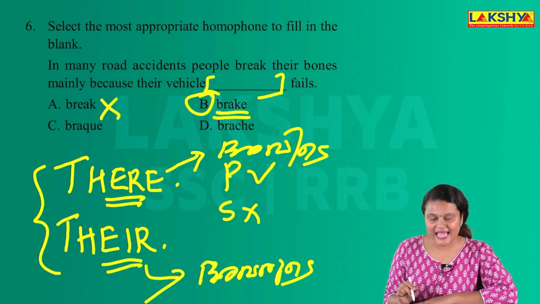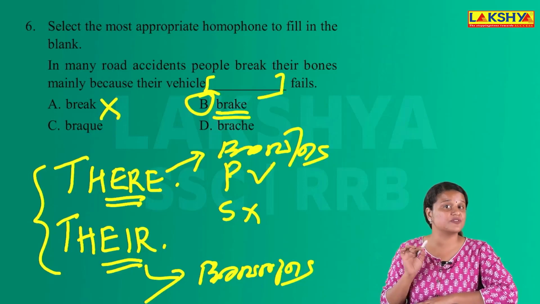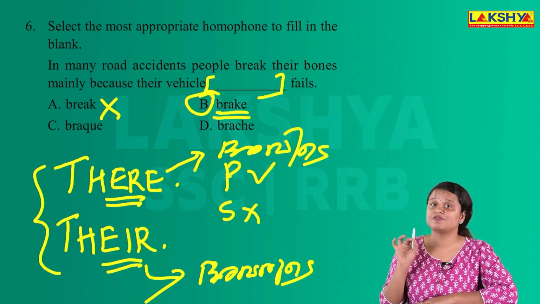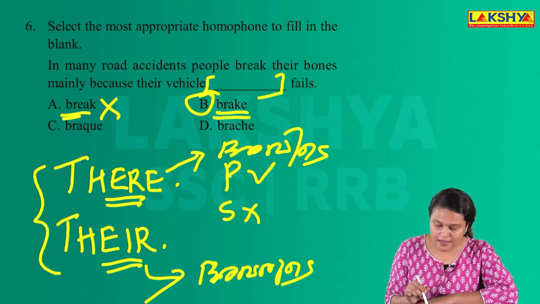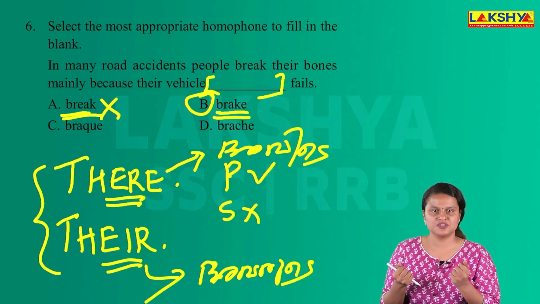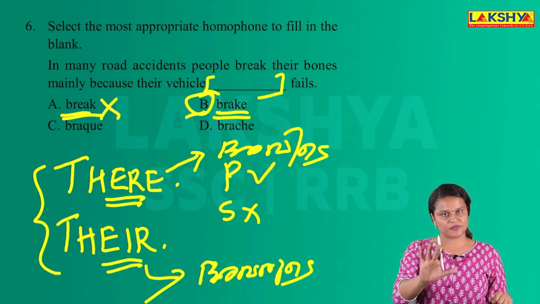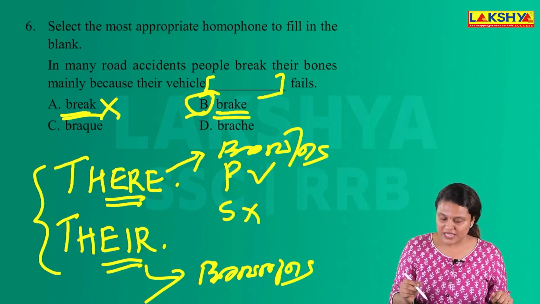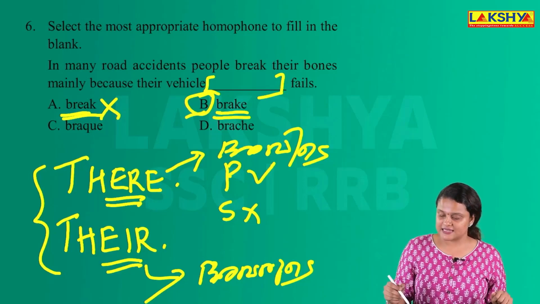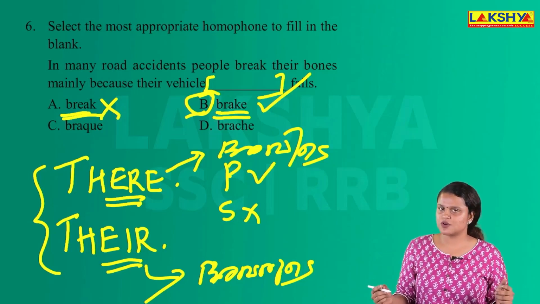See, so A and B, they are homophones. They are of similar pronunciation, different spelling, but definitely different meaning. So it is not A. First, break means to break something, to destroy something. Do you understand? But the second one is brake, to stop, the vehicle brake. Okay, so for your question here, the answer is B, B-R-A-K-E. So did you understand what a homophone is?